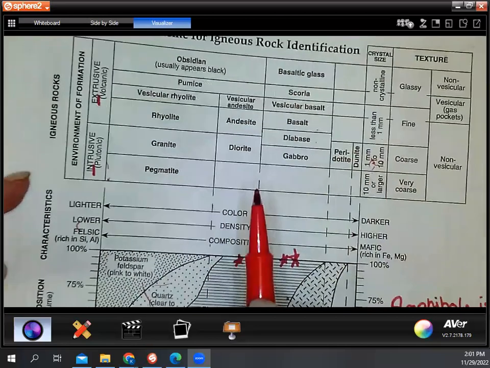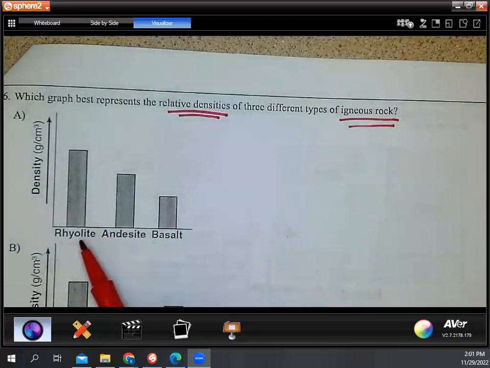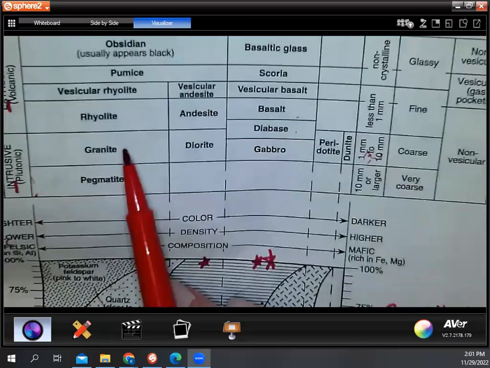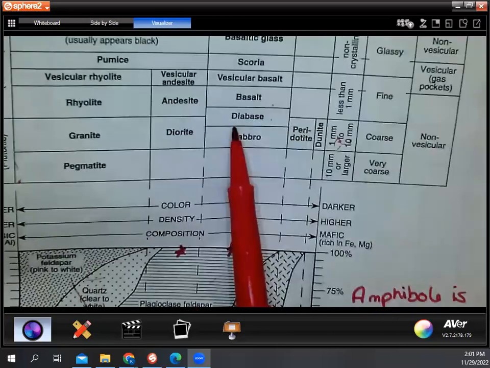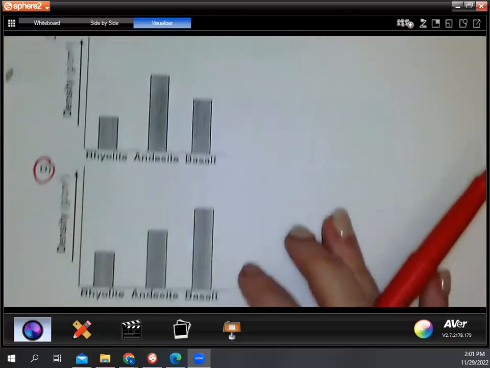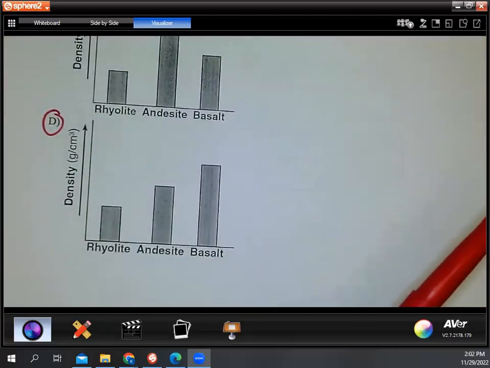So with that information, I look. Rhyolite should be the lowest. Andesite should be in the middle. And basalt should be the highest. The only graph that shows that is D.